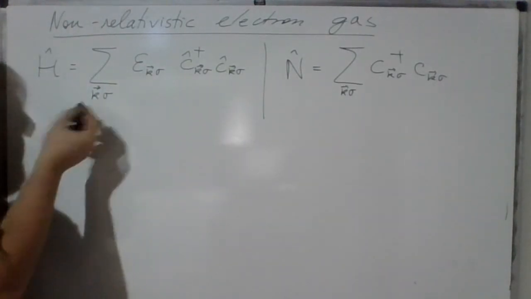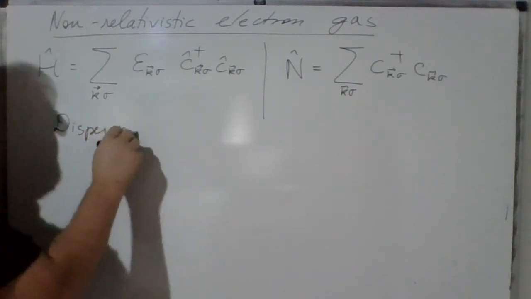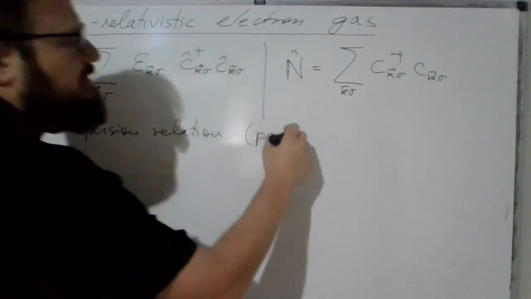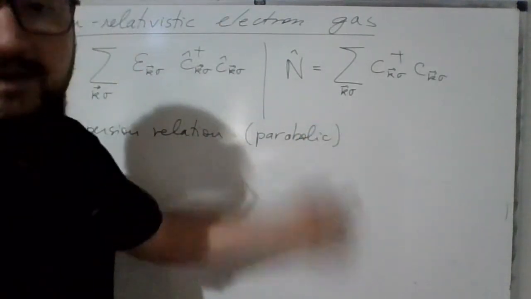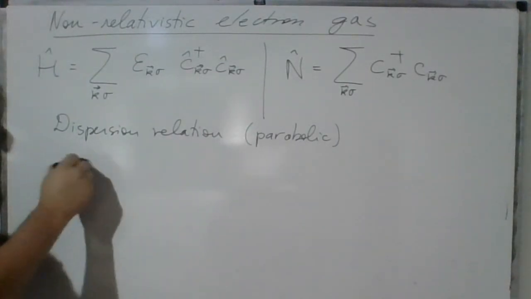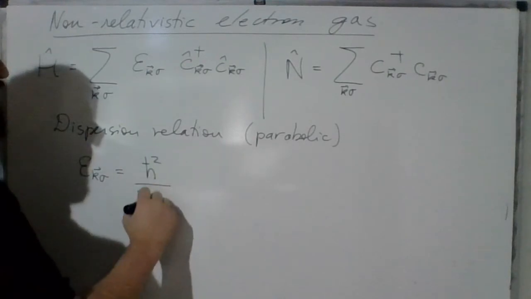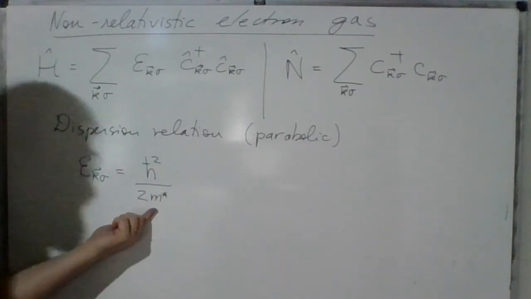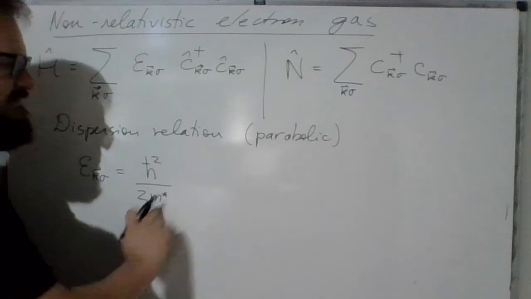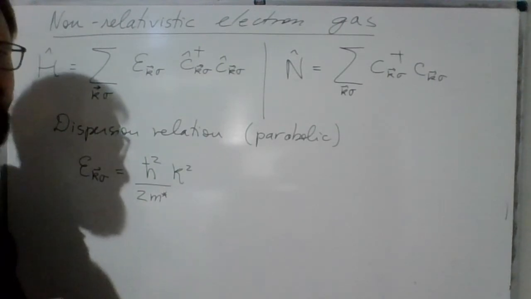And for the energy dispersion relation, it is parabolic for non-relativistic. So you have to consider the energies in the following form: h bar squared divided by twice an effective mass, I will discuss it in brief, times k squared here, which is the modulus of the wave vector.